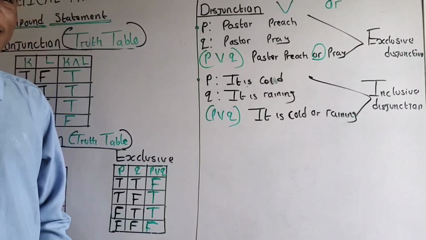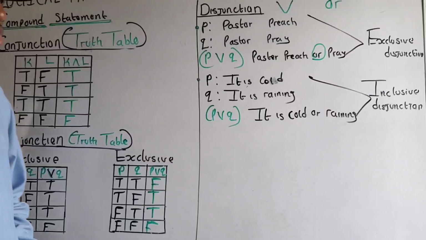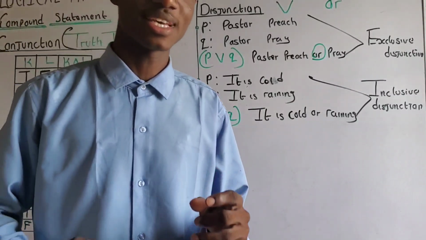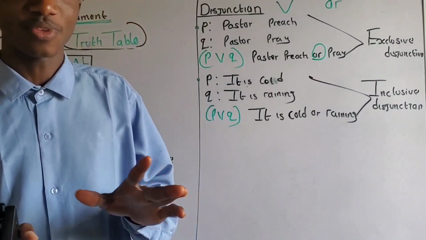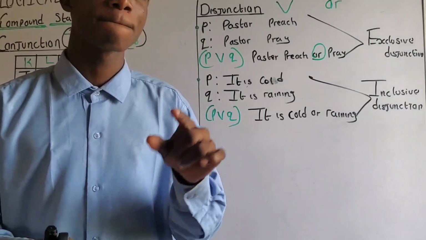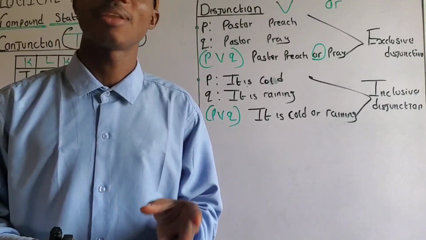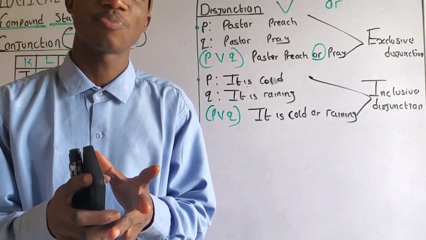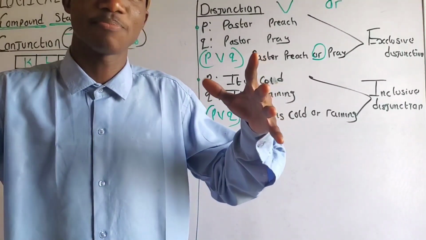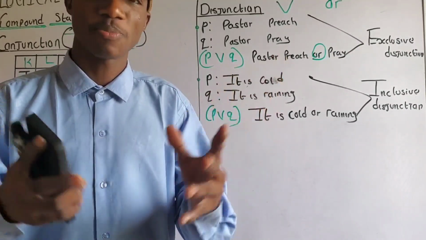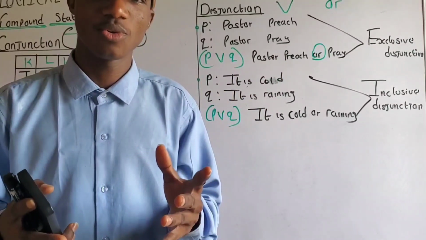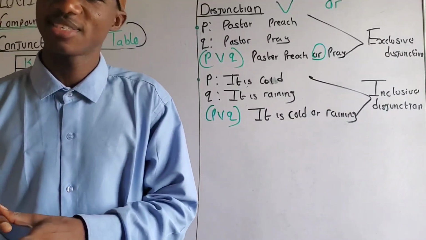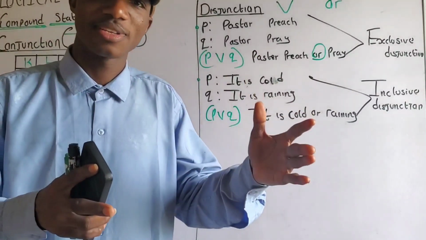You understand? In exclusive disjunction, let's use this example. Let's say you that you are watching me, you are to attend a party and both parties are important to you. It's not possible for you to be at both parties at the same time. Now, you have to leave one for the other, right? Like you have to attend one.